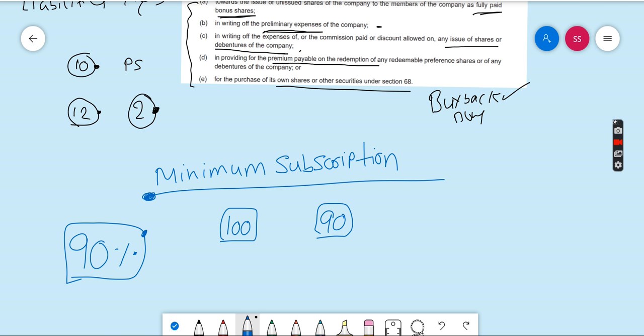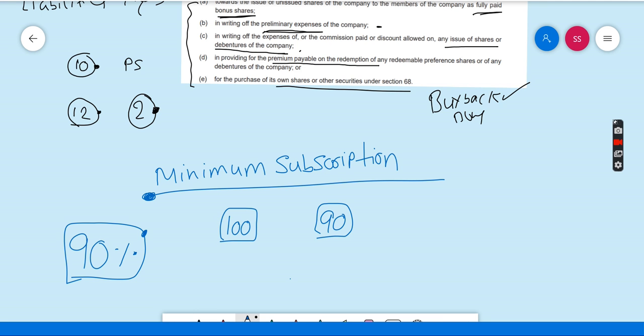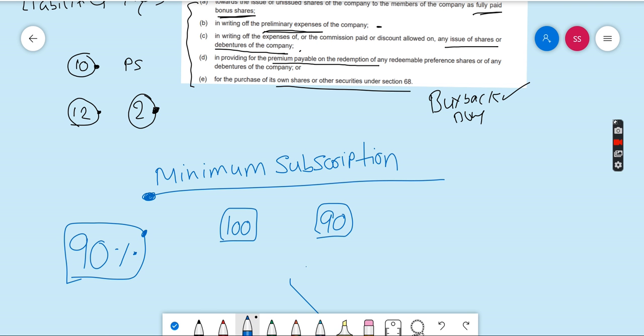Otherwise it will be called under subscription. If the public subscribed less than the minimum subscription, that is called under subscribed. Let's just say your company is very good, and they subscribe for 120, right? Then that is over subscription.